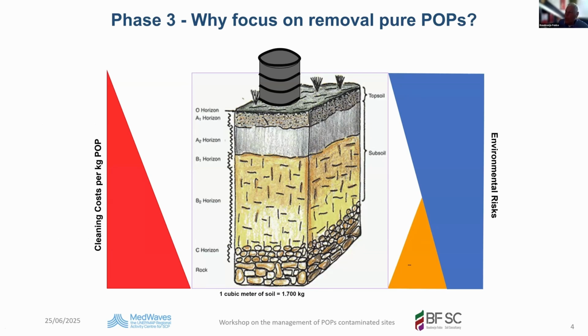But first, why do we focus on the removal of pure POPs? Or you can also read, why do we focus on the removal of pure hazardous waste? Why is that? If you come to the site, the first thing you do is focus on the hazardous waste and the pure POPs. And with this slide, I want to illustrate why you should do that. This is a drum with hazardous waste, for instance, PCB containing oil. To remove and to treat this will cost you 2 to 3 euros per kilogram.